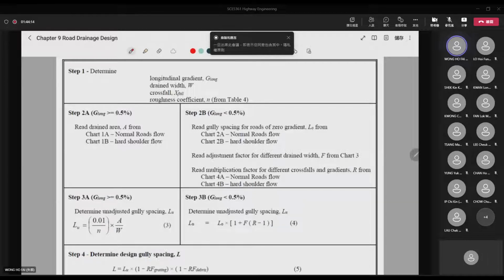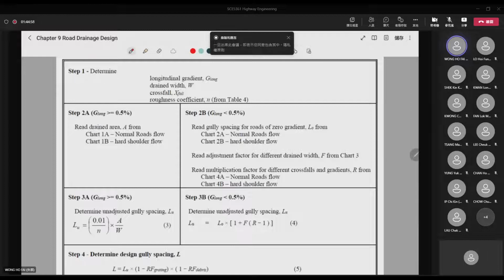Drainage gully spacing. First of all, we should have the so-called longitudinal gradient, that means the slope along the road. Then you will have your drained width, which is the width of the road that the water will be drained away on. Then you should determine the cross flow of the road. As I mentioned, 2.5% is usually the minimum cross flow. Depending on the longitudinal gradient, you will have different values. Then, depending on the surface of the road, you will have different roughness coefficients.